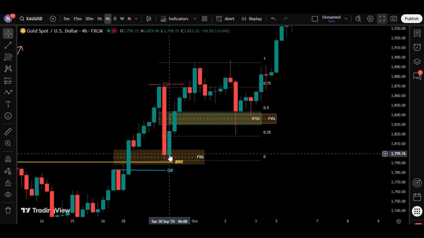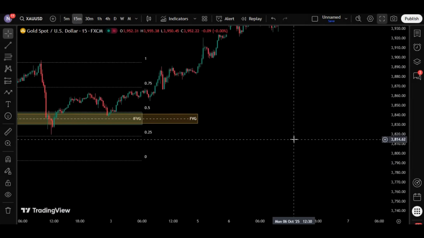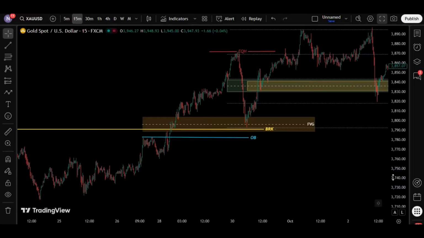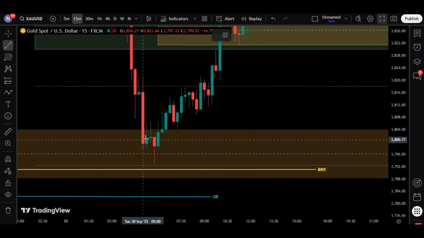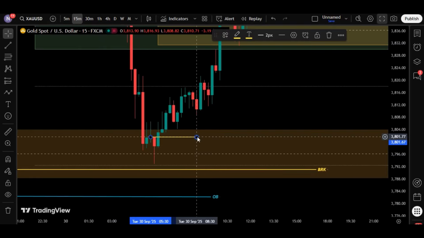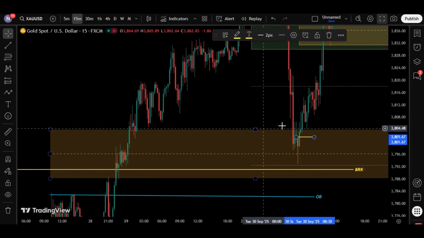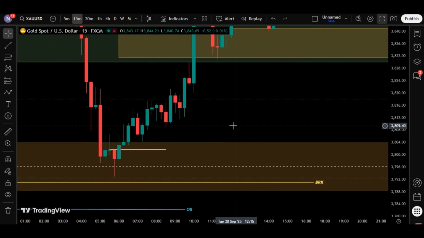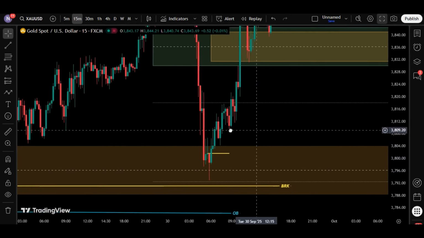Because our PD array is based on the 4-hour chart, we drop down to the 15-minute timeframe for confirmation. On the 15-minute chart, here's what we see. A rejection block. Price closed, pulled back to the FVG, and then made another expansion downward. So again, the sequence repeats. Expansion, pullback to FVG, next expansion.